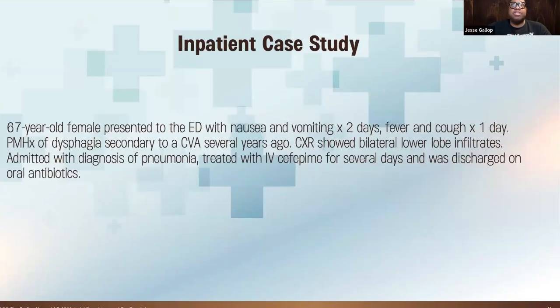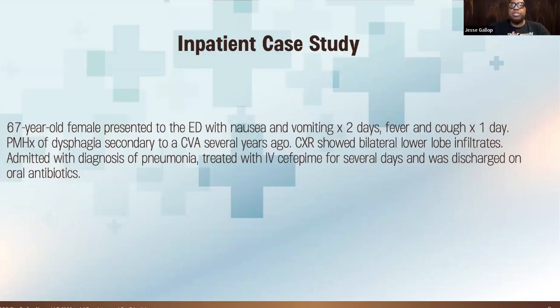So we have a 67-year-old female presented to the ED with nausea and vomiting times 2 days and fever and cough times 1 day. Patient has a past medical history of dysphagia secondary to a CVA several years ago. The chest X-ray showed bilateral lower lobe infiltrates, admitted with diagnosis of pneumonia, treated with IV cefepime for several days, and was discharged on oral antibiotics.